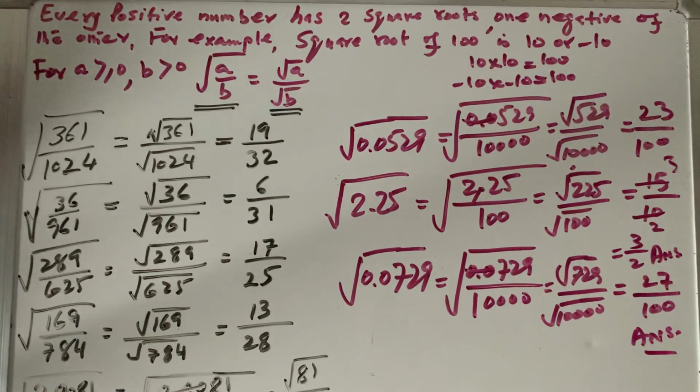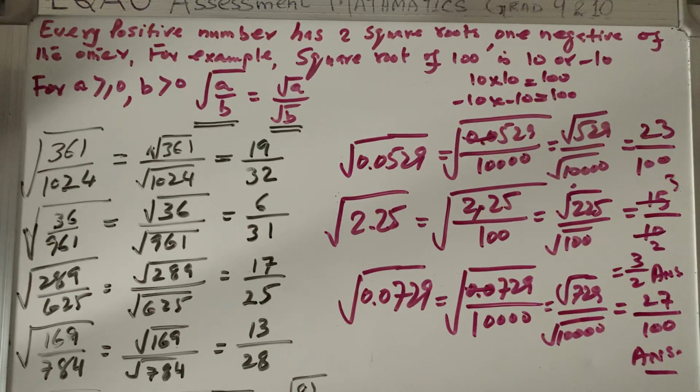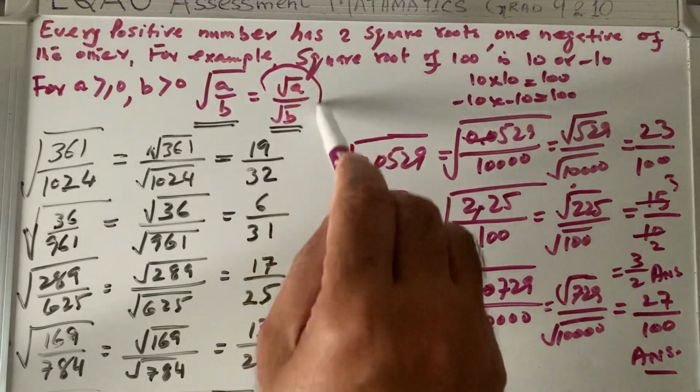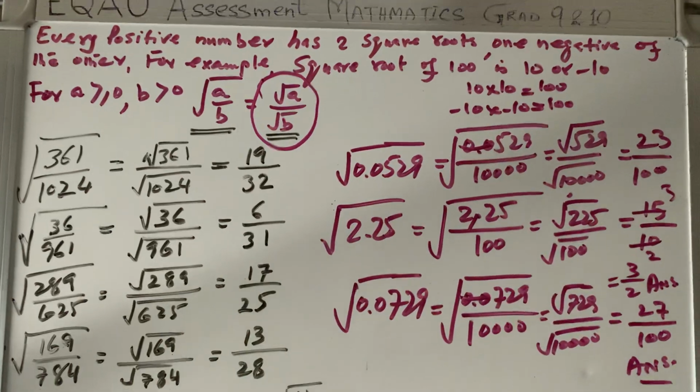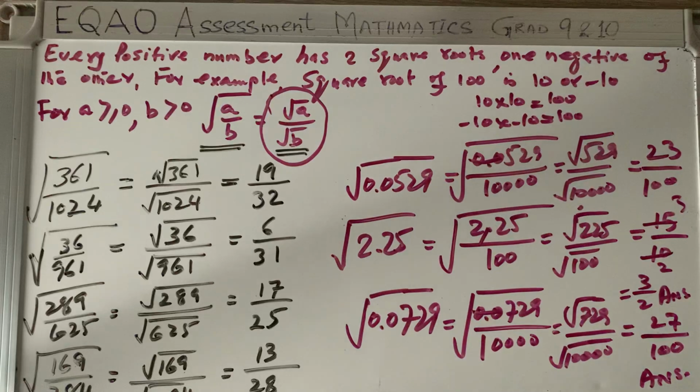So in this way, you can attempt many of those questions if they are written in a fraction form and the whole decimal and whole square root can be separated or broken as an individual square root of the numerator and denominator, what we learned today. And then we can take the square root of the numerator and the square root of the denominator separately. So this is lecture number 2 for EQAO assessment mathematics for grade 9 and 10.